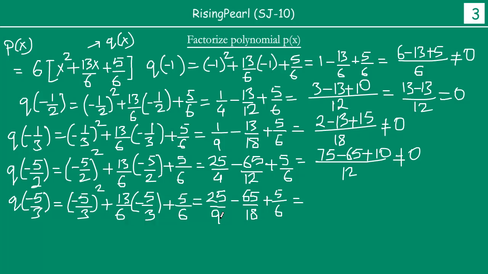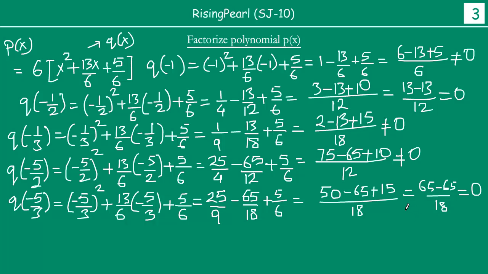So now आपको LCM लेनी है between 9, 18 and 6. So the LCM will be 18. 9 2s are 18, 25 2s are 50, 18 1s are 18, minus 65 plus 6 3s are 18, 5 3s are 15. So आप दोस्तों now you will see, now 50 plus 15 is 65, minus 65. So you have 65 minus 65 by 18 and this will be equal to 0.